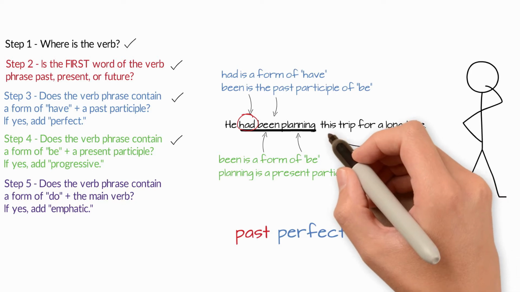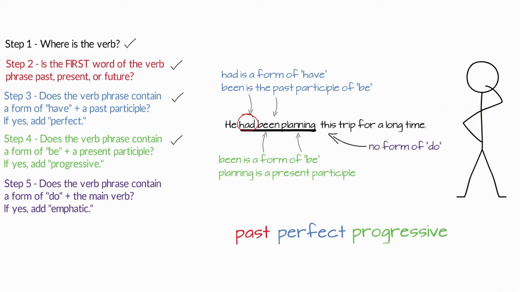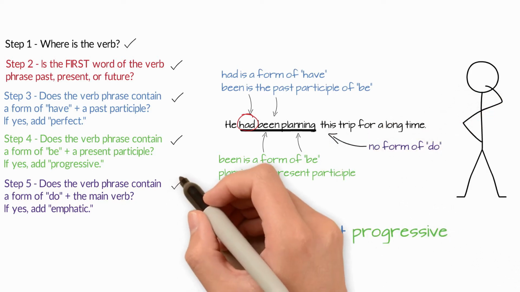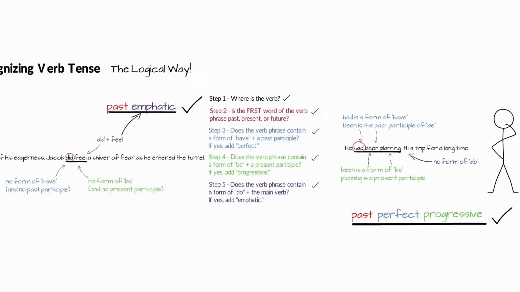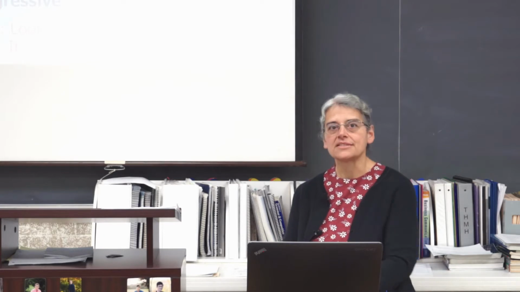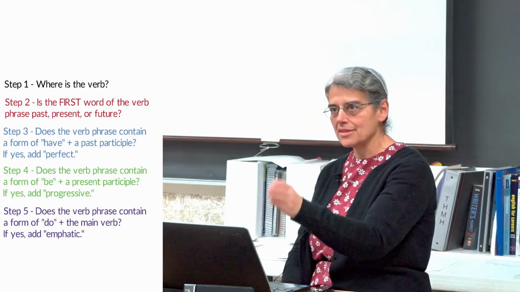Step 5, does the verb phrase contain a form of do? No. So the tense in this sentence is past perfect progressive. It's just a logical process, and I see students in tests writing down little reminders in the margin of the test for the steps. The more logical student will like these steps.